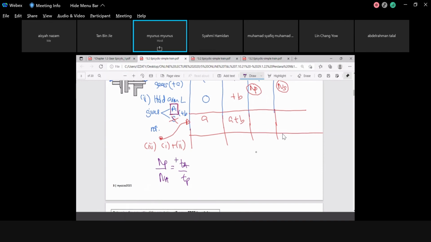But we don't want this. What you need is NP only. So NP is equal to TA by TP, bring this NA over. It is simple mathematics. This one is positive. What is NA? NA is positive B. So you will have TA by TP positive B. So you will have the result here, TA by TP positive B. This one is A plus TA by TP B.